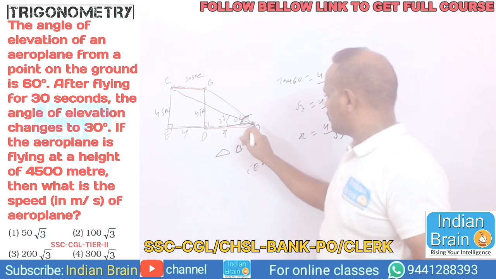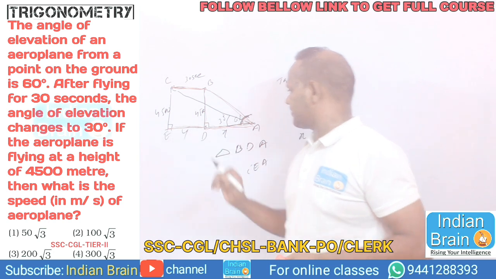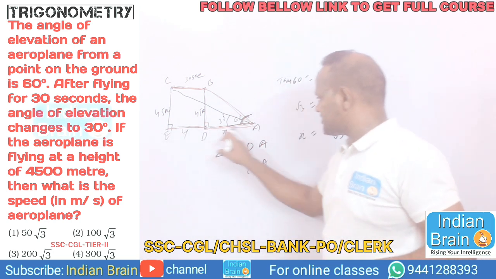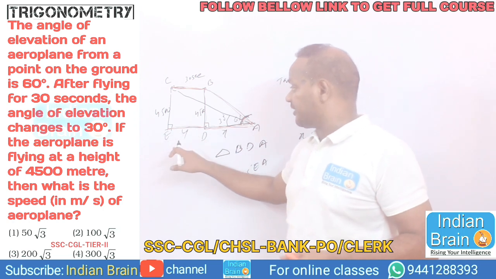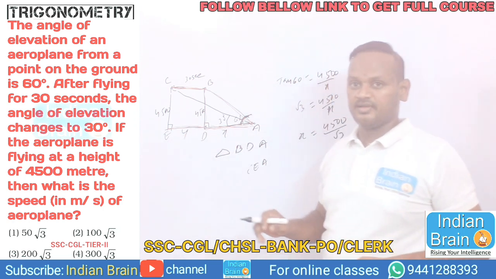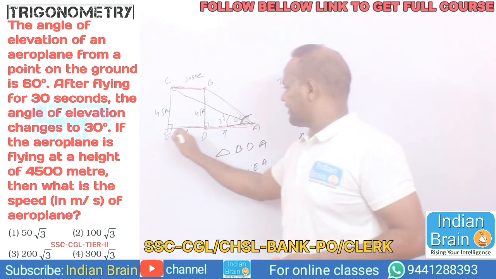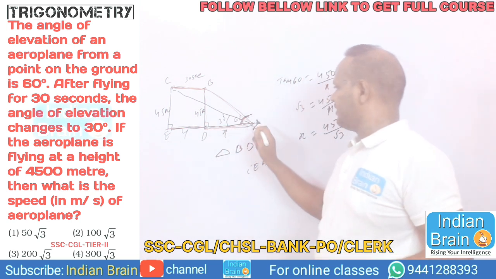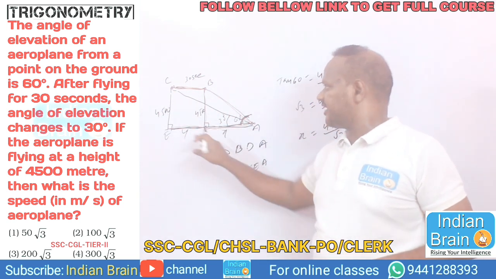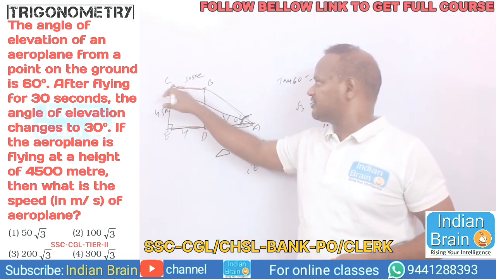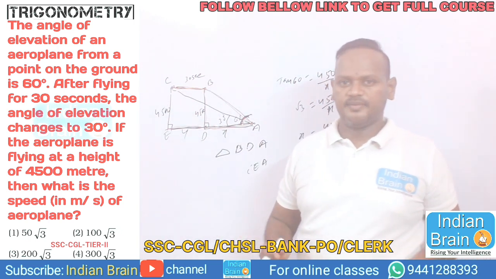Come again. If I choose the A, C, E triangle, the opposite side will of course be 4,500 only. But the adjacent side becomes Y plus X. If I assume this total side, it can be EA. If I use this particular triangle, you will get EA. Out of EA, I need to eliminate X, then I will get the Y value. I mean the ED value. ED value is nothing but CD. Make it simple. Okay, fine.